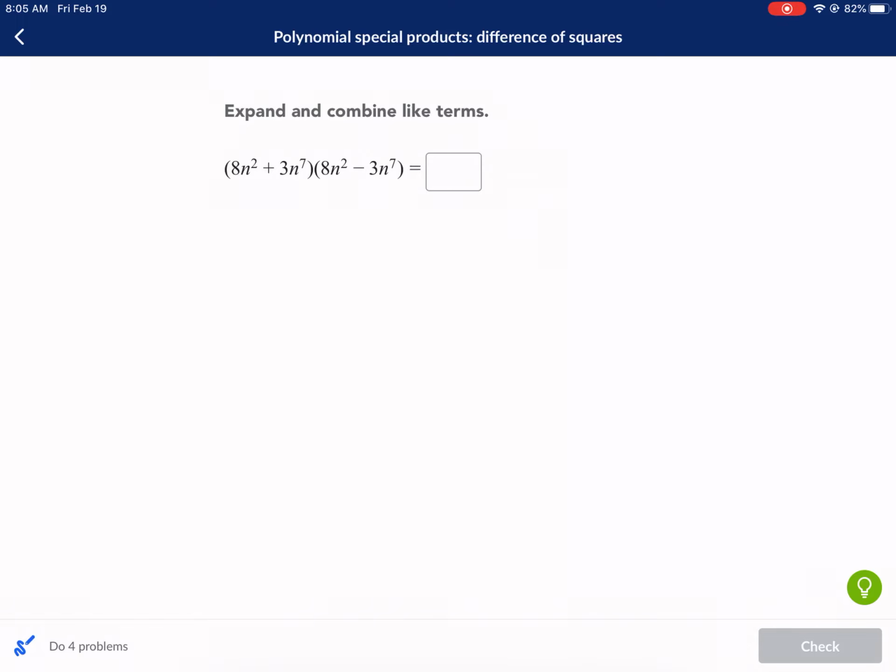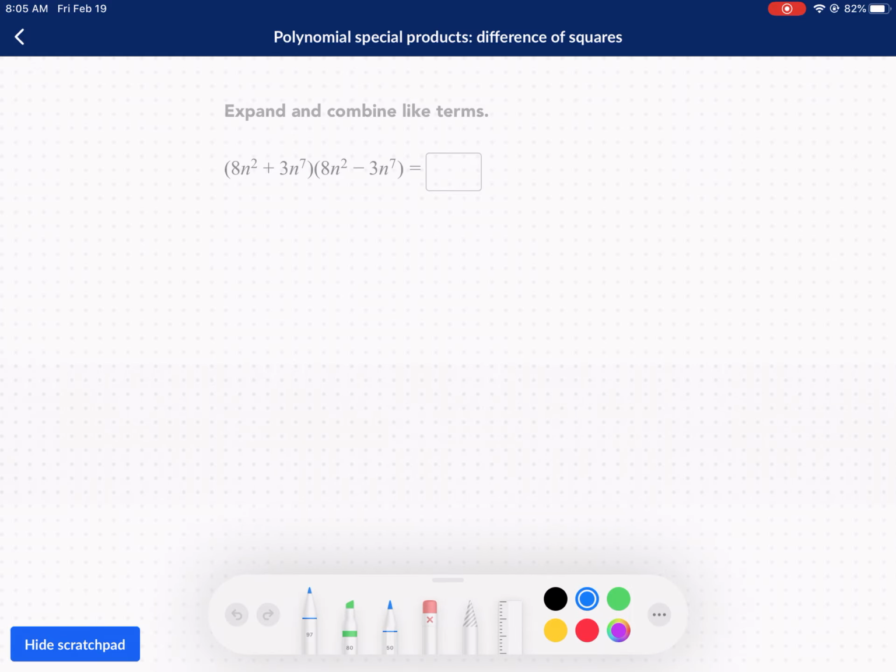This is polynomial special products, difference of squares. I have another difference of squares multiplying difference of squares video that you guys can watch. This is a little bit more advanced than the previous video, so I'm going to break this down just a little bit more.